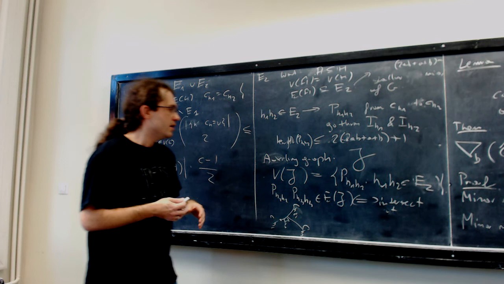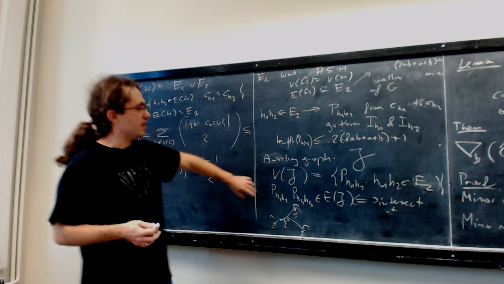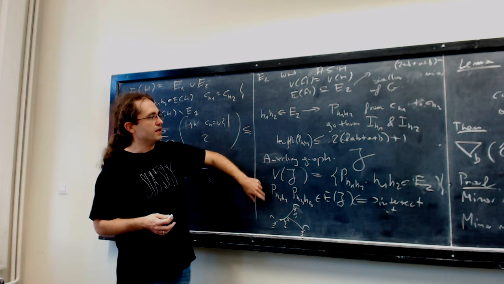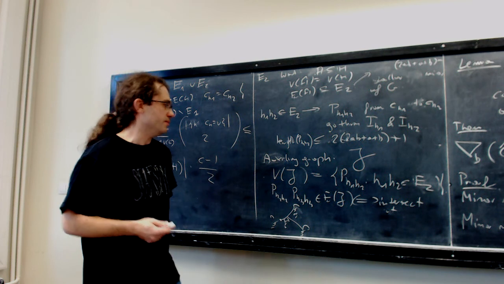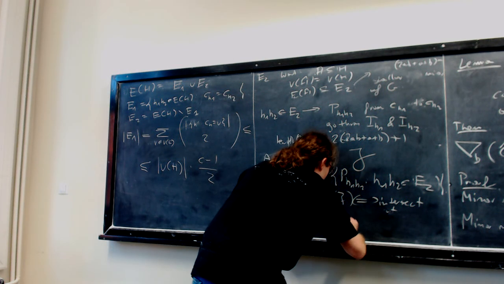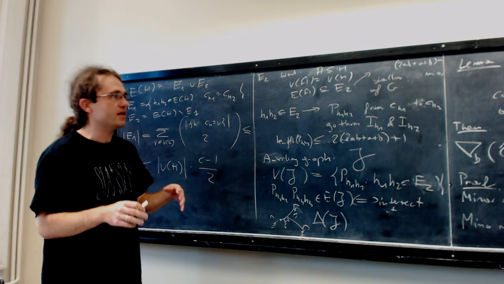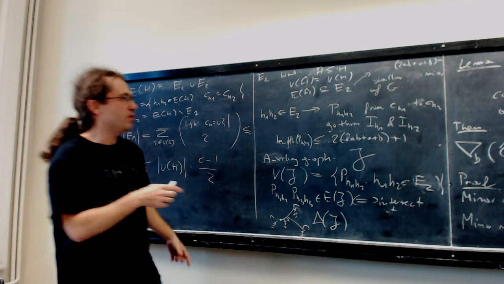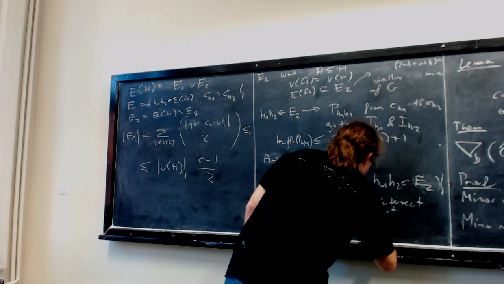And now my conclusion is that this graph is actually of bounded degree, that this graph has bounded maximum degree. Okay. Well, the point is that a vertex can collide on at most its length.